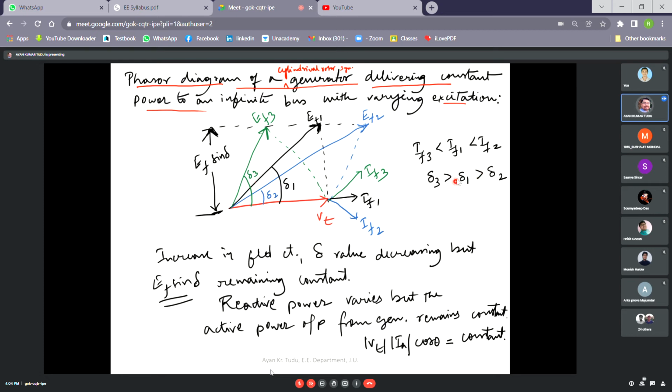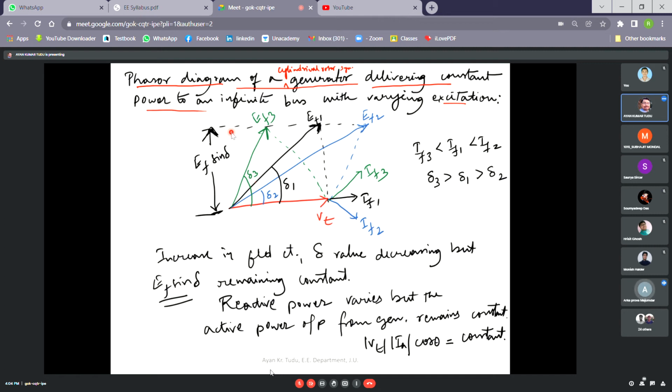So as you can see, with the increase of the field current, the delta value is decreasing. Okay, with the increase of the field current, the delta value is decreasing, and vice versa. That is, if your delta value increases, the field current decreases. But what we are seeing is that this EF sin delta is obviously remaining constant. Okay, this EF sin delta is always remaining constant. Hence, we can say that the reactive power is varying, but the active power output from the synchronous generator is remaining constant. Understood?